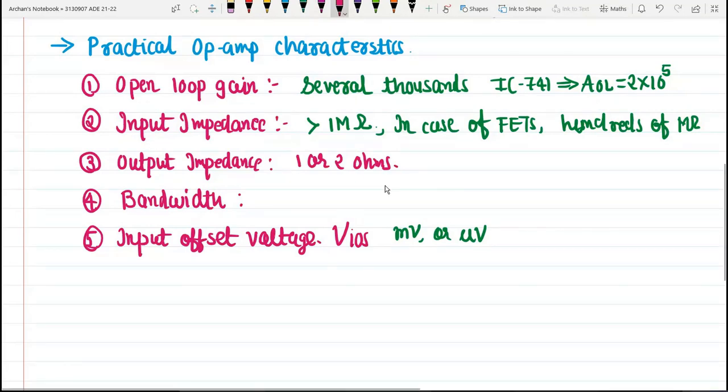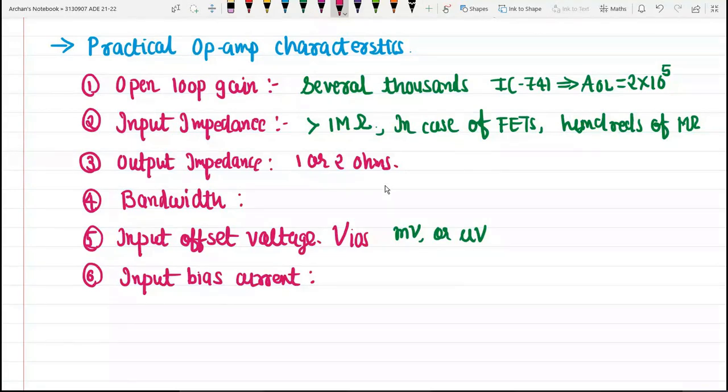Right? Then our next parameter is input bias current. Okay, so for ideal operational amplifier, we have seen that no current will flow into the input terminal. Okay, and the practical op-amps do have some input currents which will be very small, say of the order of nanoamperes. Okay, the typical values of these currents are 10 raised to minus 6 ampere to 10 raised to minus 14 ampere. A very small amount of current is there.